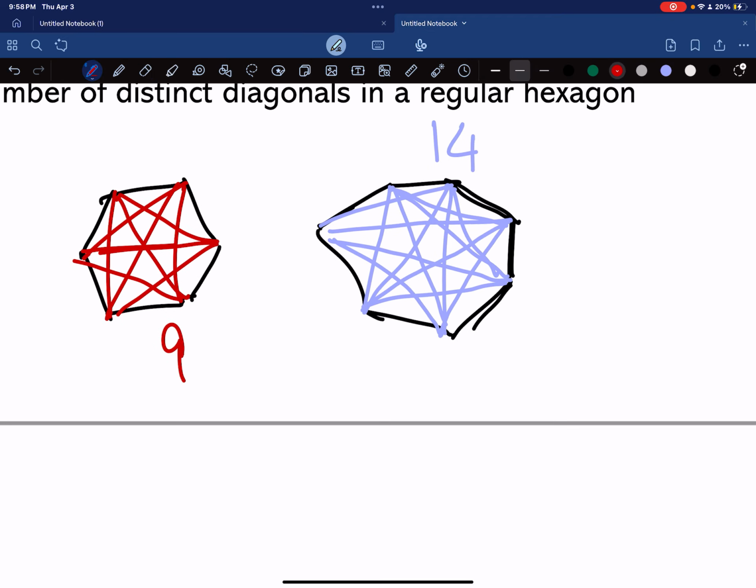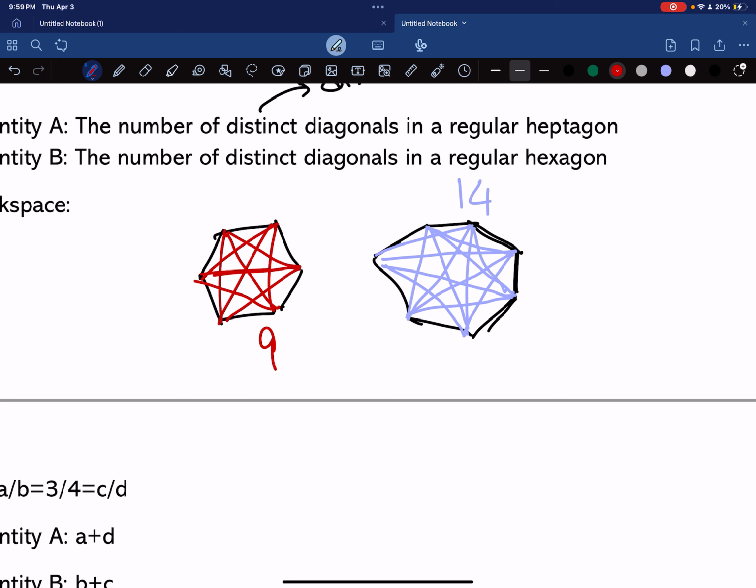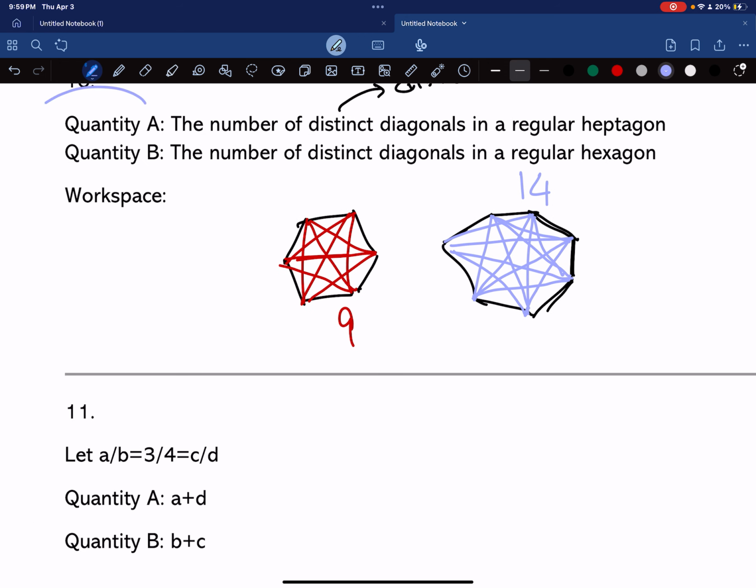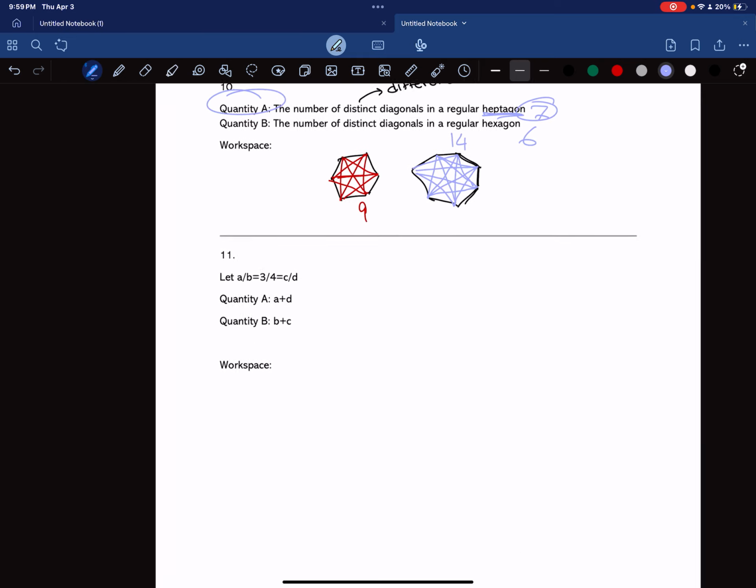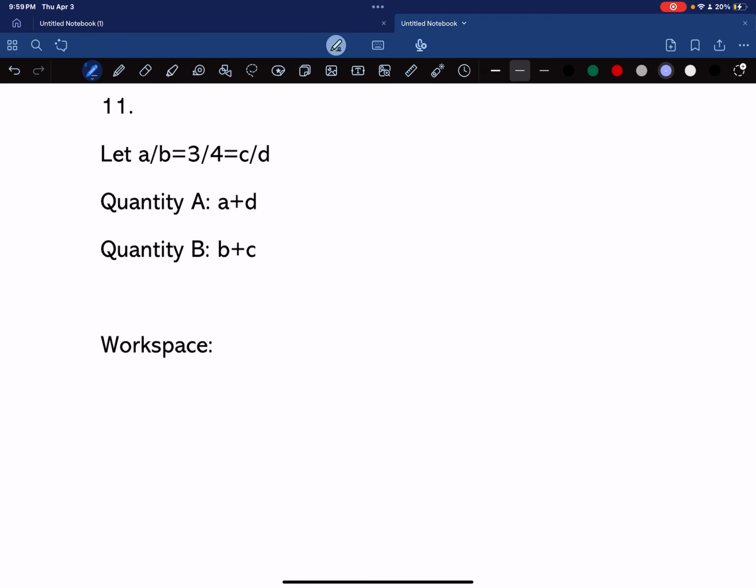So the heptagon has more distinct diagonals. And once again, you can actually deduce this because a heptagon has 7 sides and a hexagon only has 6. So it's going to have more diagonals. So that's the simpler way.